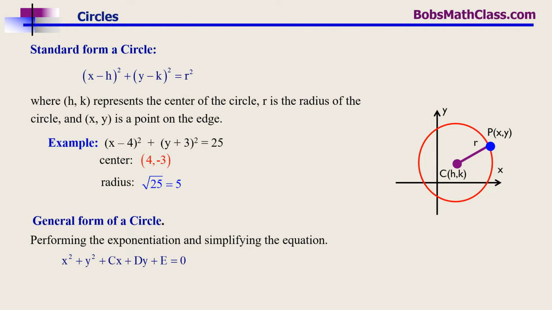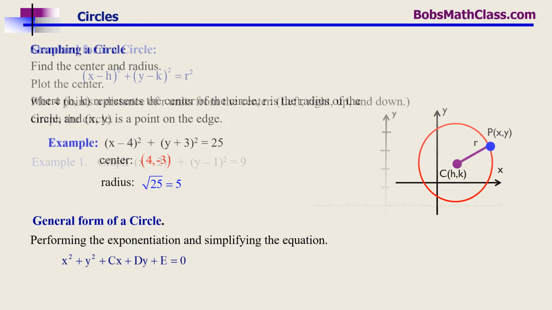Okay, we have another form. It's called the general form of a circle. And basically what we do is we perform the exponentiation and we simplify the equation. So that just means if it's squared, we write it out twice in FOIL. So we get rid of the exponents and we simplify. Okay, that might seem confusing. We'll show you an example.